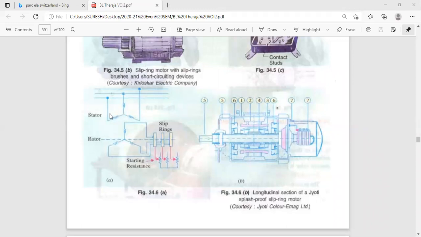Okay, see here, we are having three windings. Primary winding, and three windings in the rotor. This is the secondary winding, and the secondary winding is rotating because the rotor will rotate in the three-phase induction motor. Principle is the same, mutual induction.